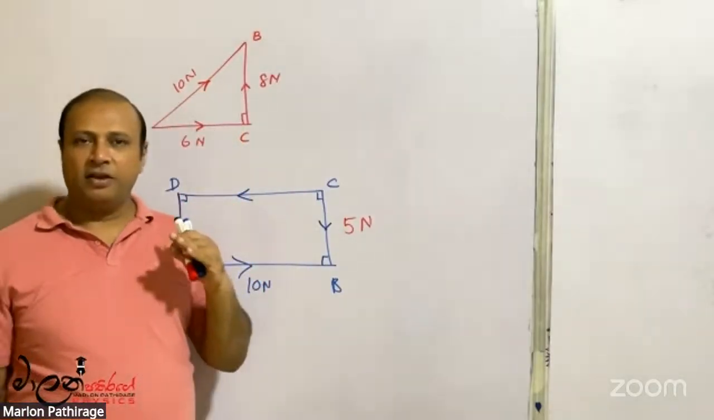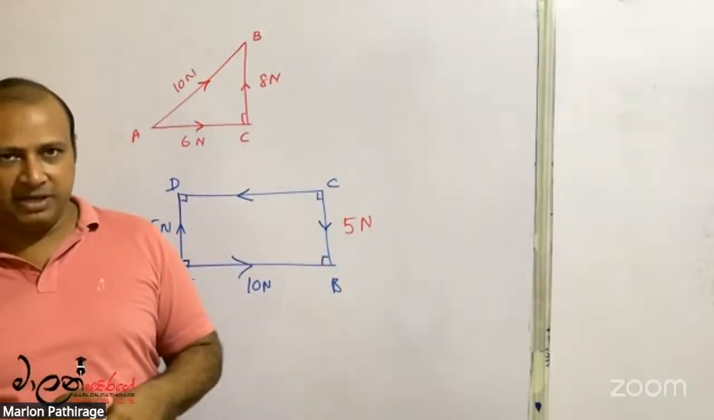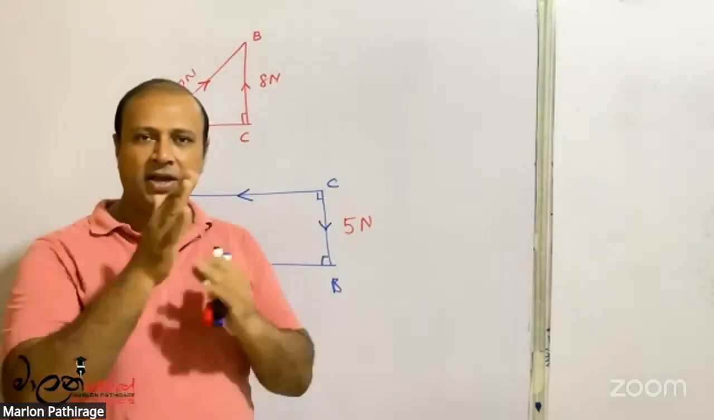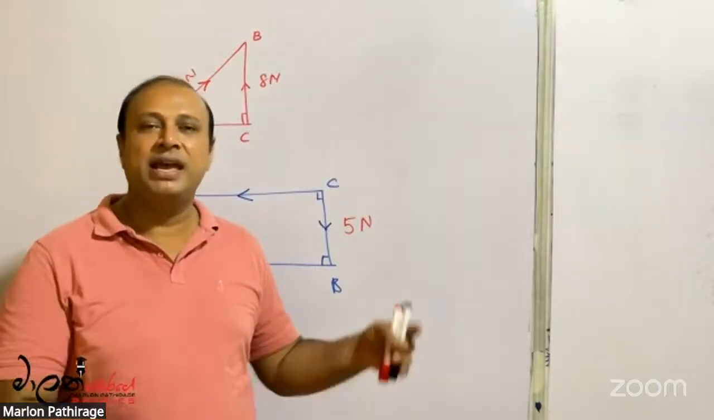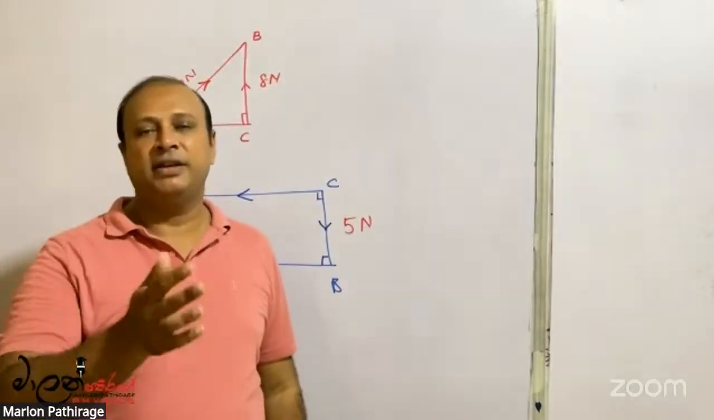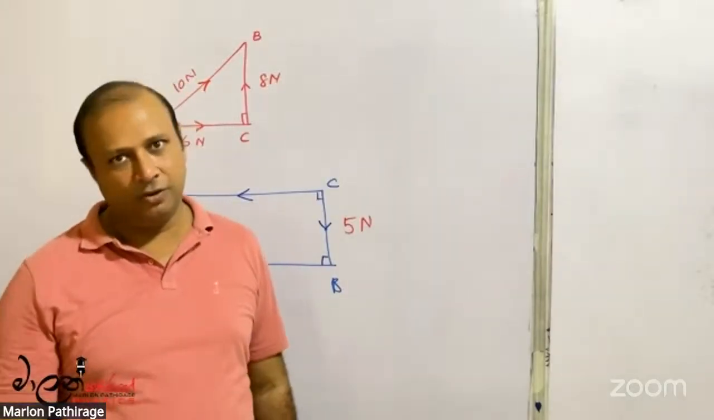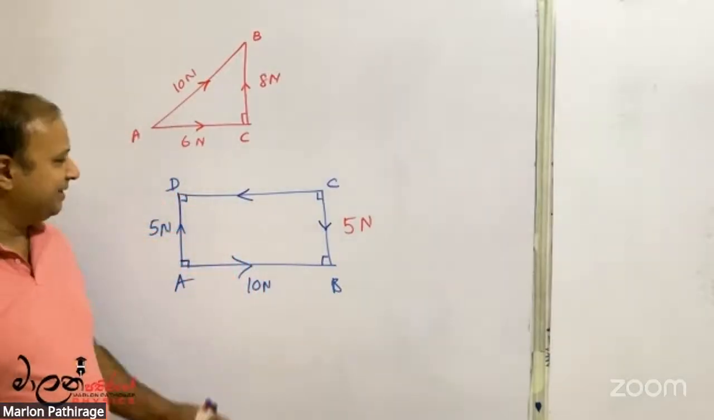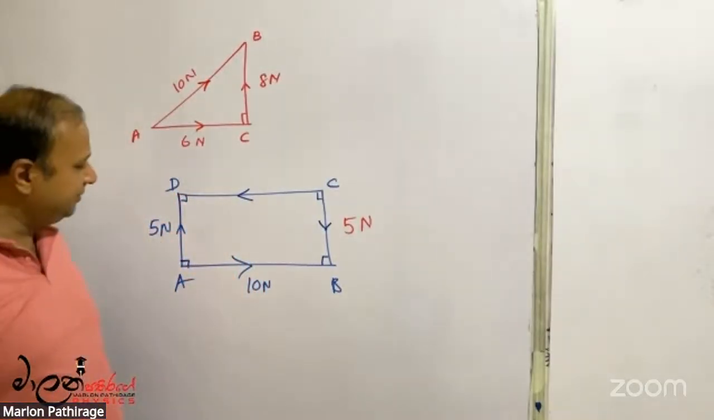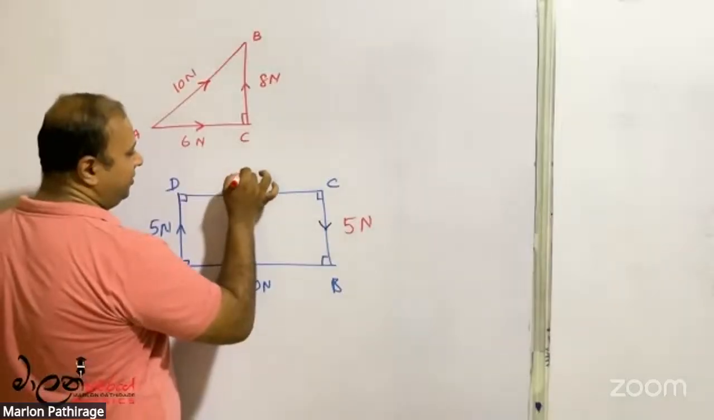Therefore, if you are given a vector system or vectors in magnitude and direction, we can use their magnitude to determine the magnitude of some other vectors. In such cases, we have to use our geometrical knowledge. Okay. Therefore, what is the magnitude of CD vector? 10 Newton. It is very easy. It is 10 Newton.